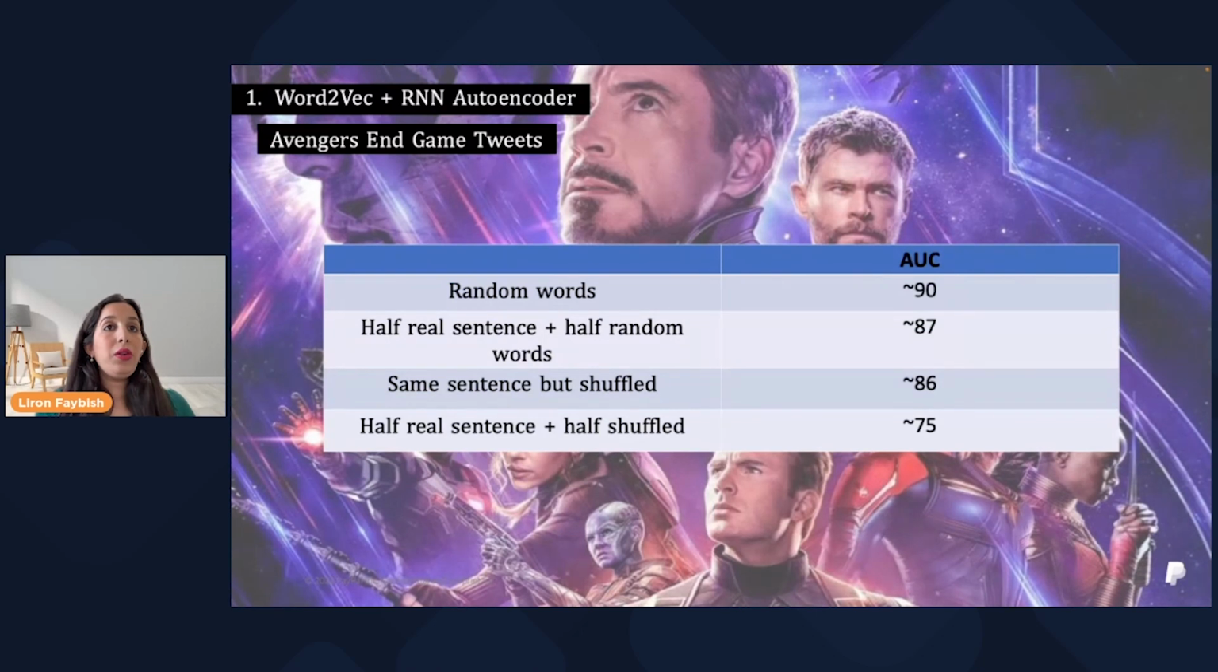The AUC for the first scenario was 90, for the second scenario it was 87, for the third scenario the AUC was 86, and for the last scenario, which is the closest as possible to the original sentence, the AUC was 75.